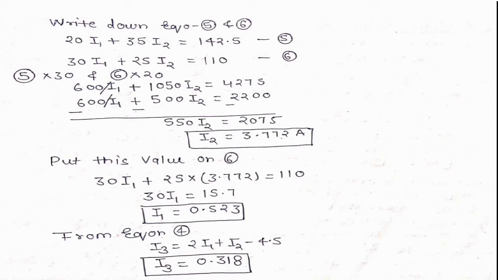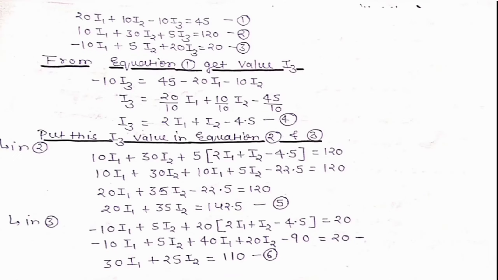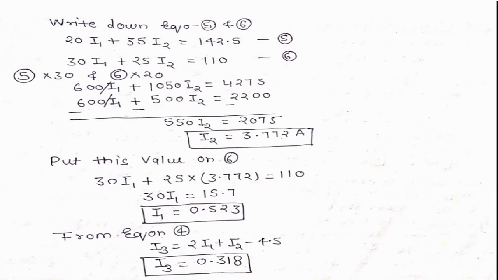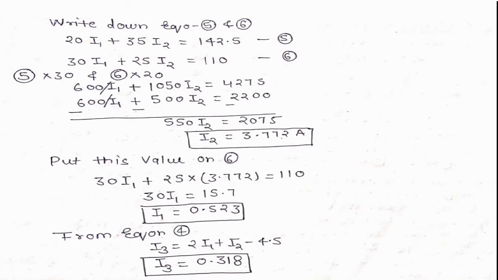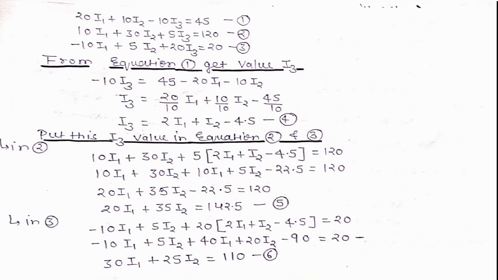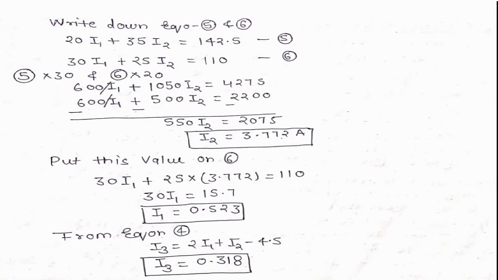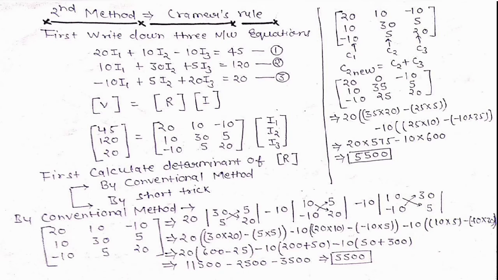So here you see there is a lot of calculation you have done for getting the values of I1, I2, I3, and there are a lot of equations. First you get the I3 value, then put this value in like this, and then solve this. So there is a lot of calculation. That's why this conventional approach is lengthy.